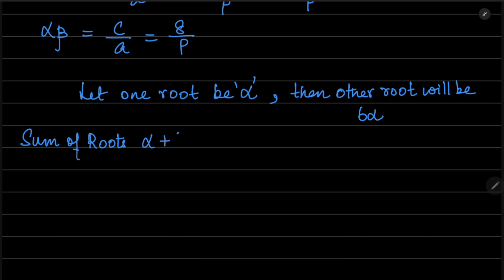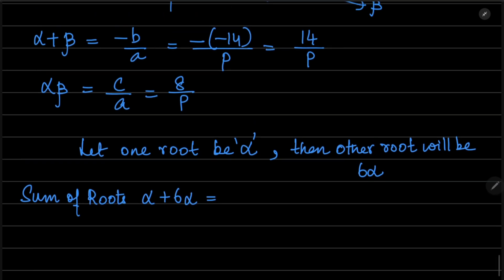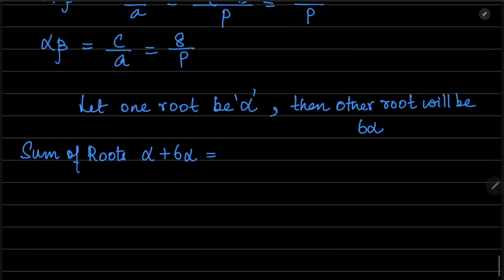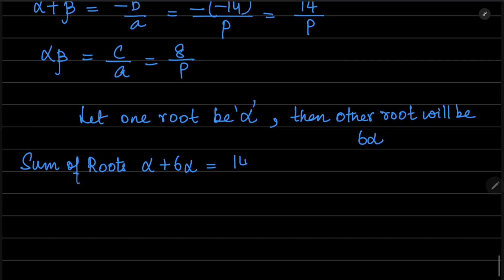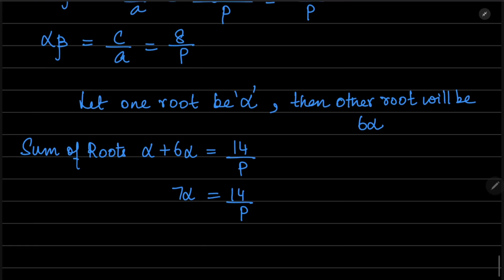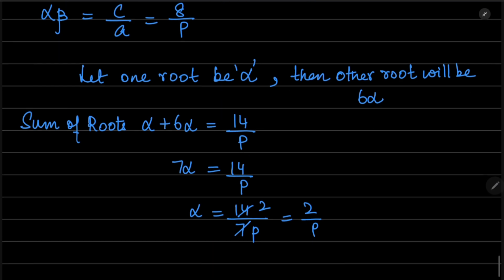That is alpha plus 6 alpha is equal to minus b by a, which is nothing but 14 by p, right? 14 by p. Then 7 alpha is equal to 14 by p, right? Alpha is equal to 14 by 7p, so this is nothing but 2 by p. Okay. Let us find for the other.